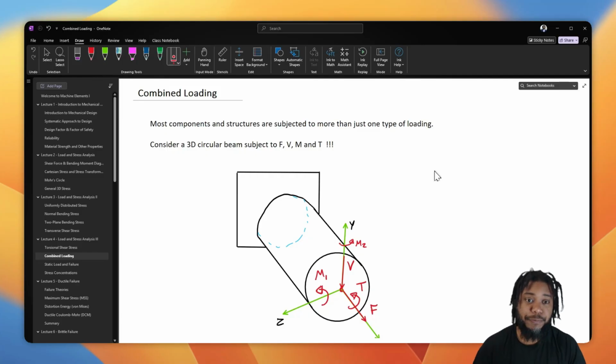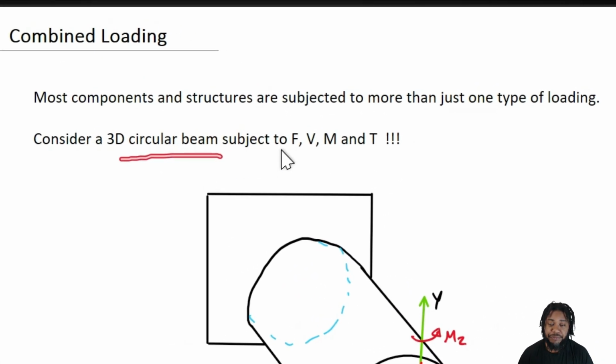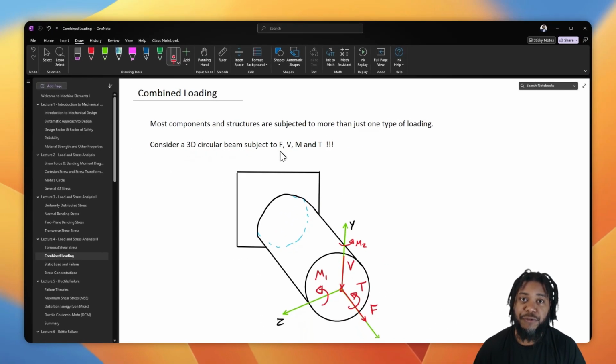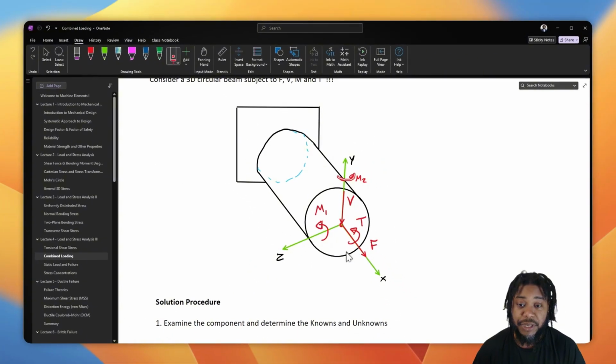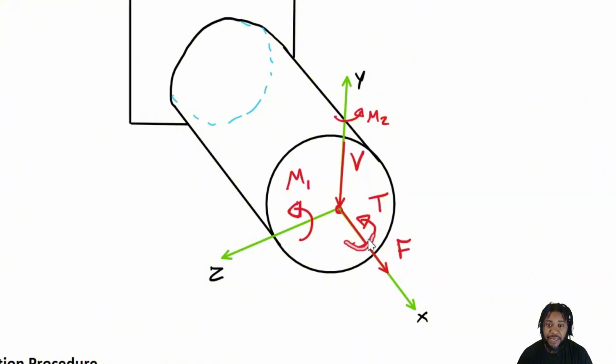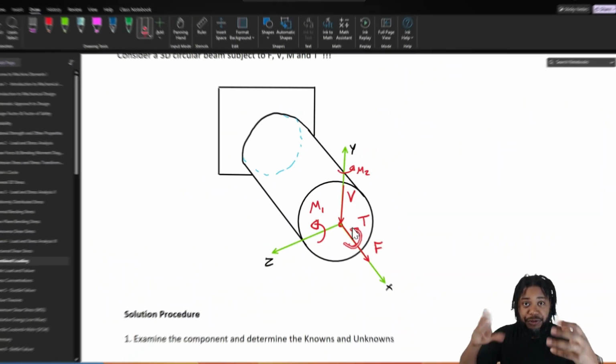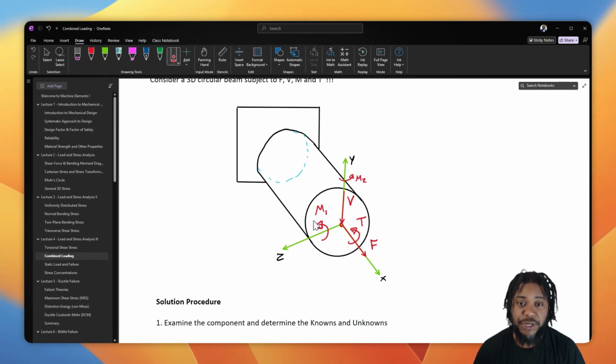So let's consider a 3D beam that we've subjected to many different types of force and moments. We apply a normal force F. Say we've applied a shear force V. We have two types of bending, a bending moment 1 and a bending moment 2, so two-plane bending. And we've also applied a torque to the geometry, inducing a mode of twist.